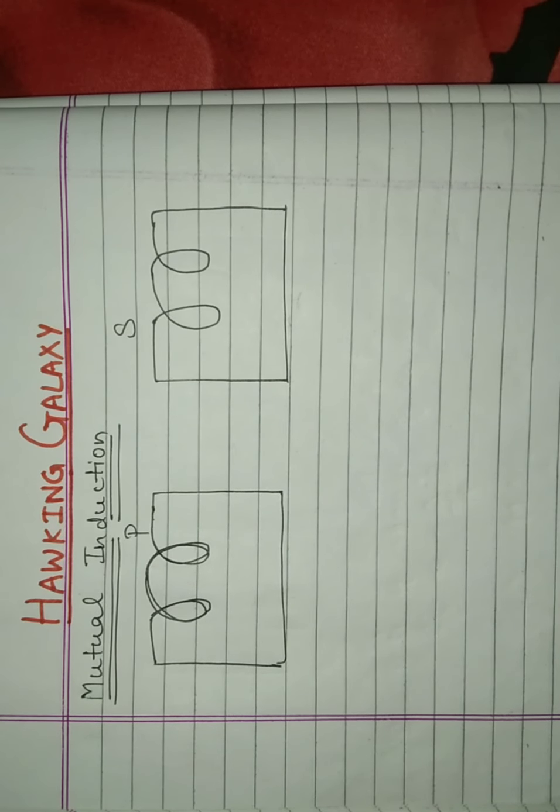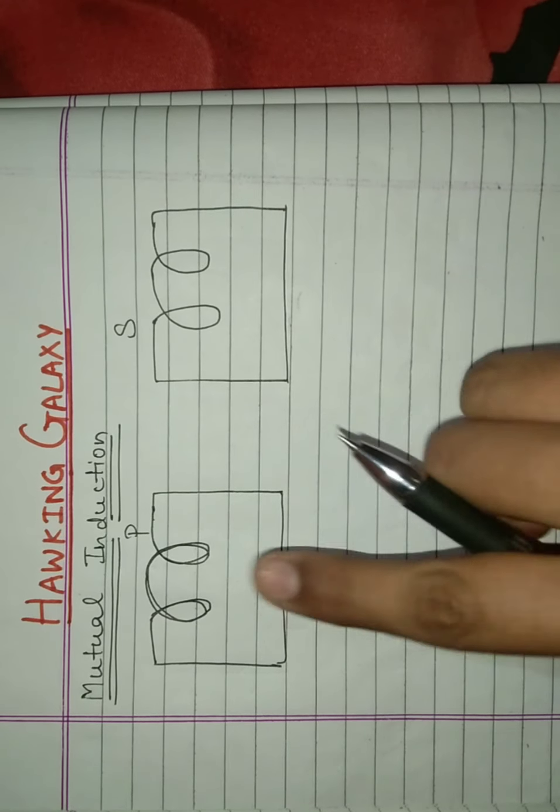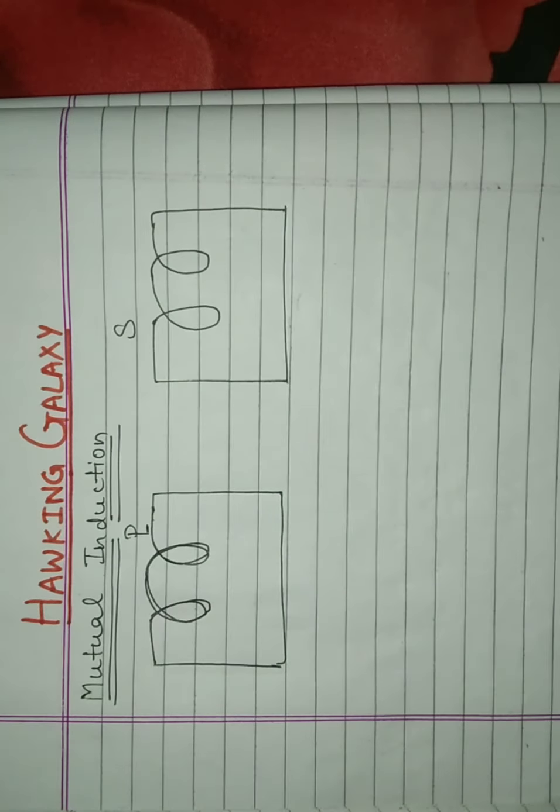So what does the definition of mutual induction say? It says that when there is a change in magnetic flux or electric current through the primary coil, then an induced EMF is developed across the secondary coil. Okay.